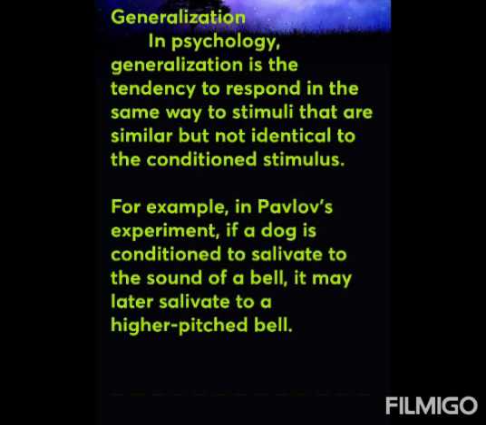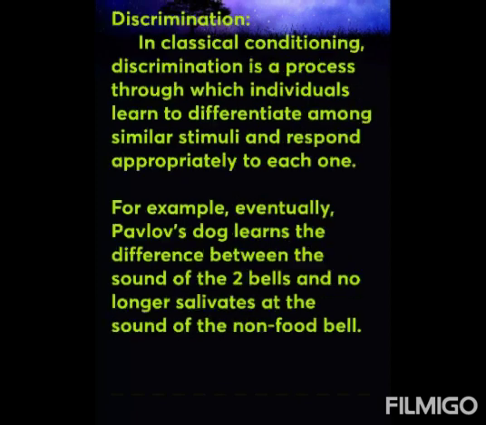For example, in Pavlov's experiment, if a dog is conditioned to salivate to the sound of a bell, it may later salivate to a higher pitched bell. So it salivates to a higher pitched bell. It is the generalization condition. So the fourth condition is generalization in Pavlov's conditioning theory.